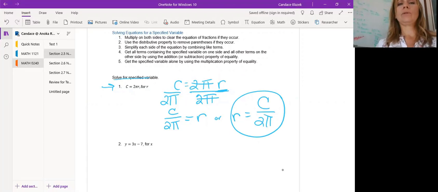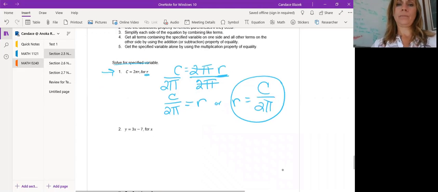So when it says to solve an equation for a specified variable, and they give you the variable, right? We're just going to get that variable alone. So let's take a look at 2.